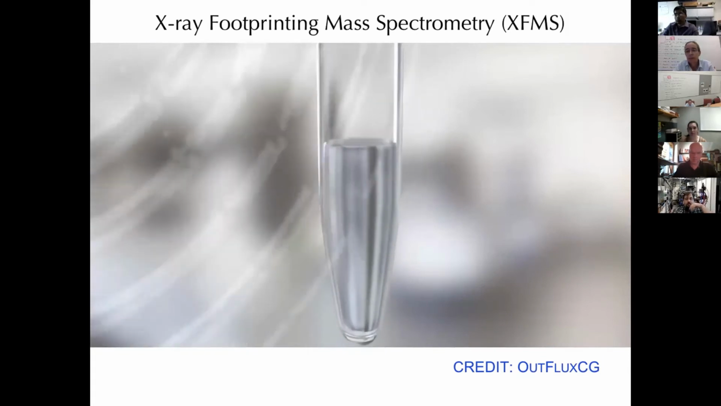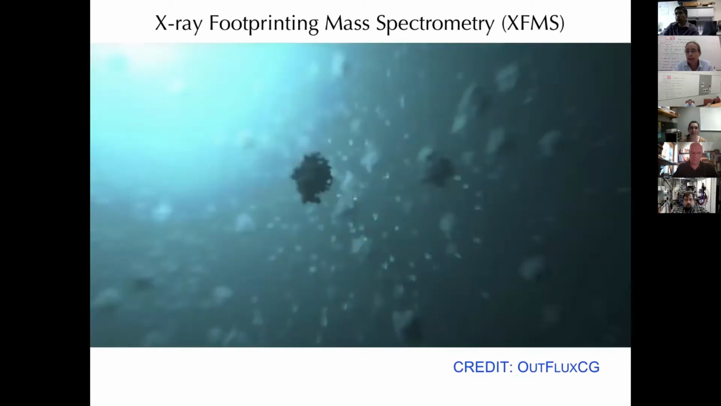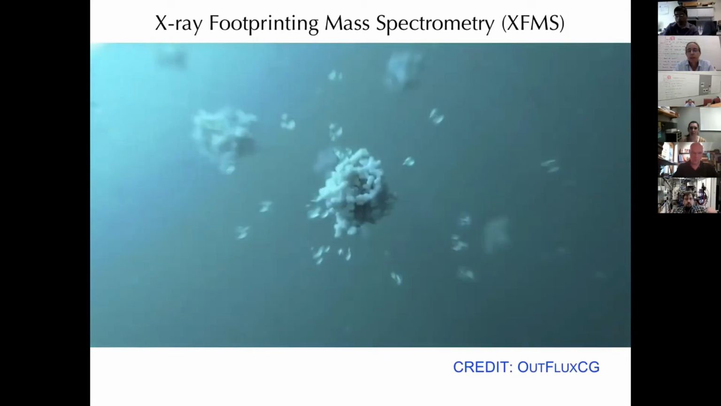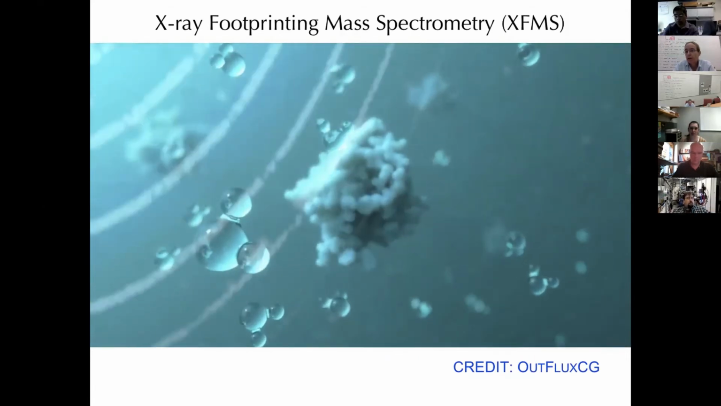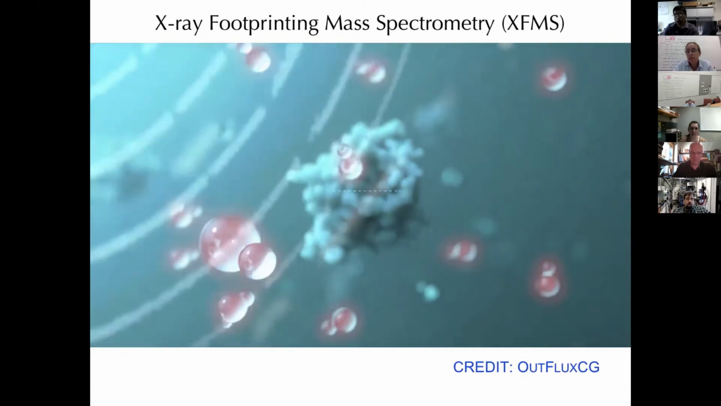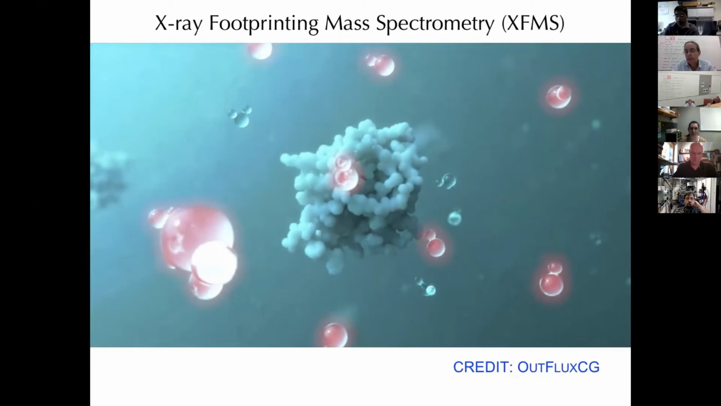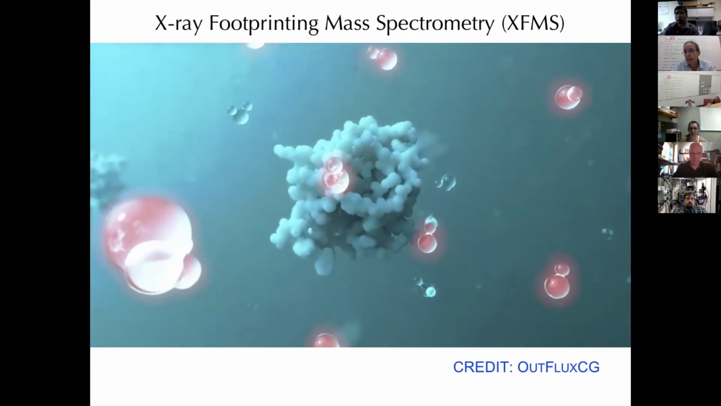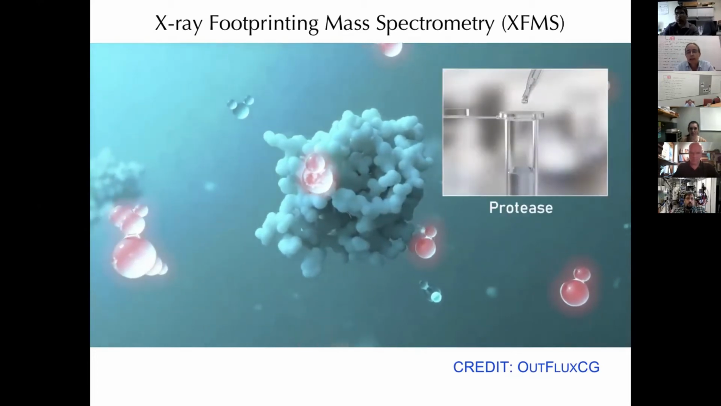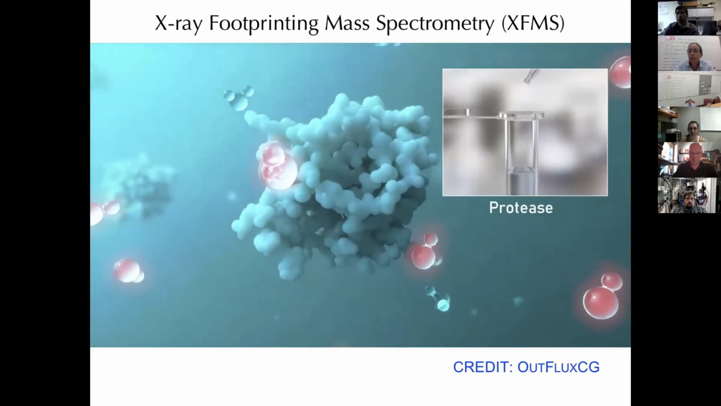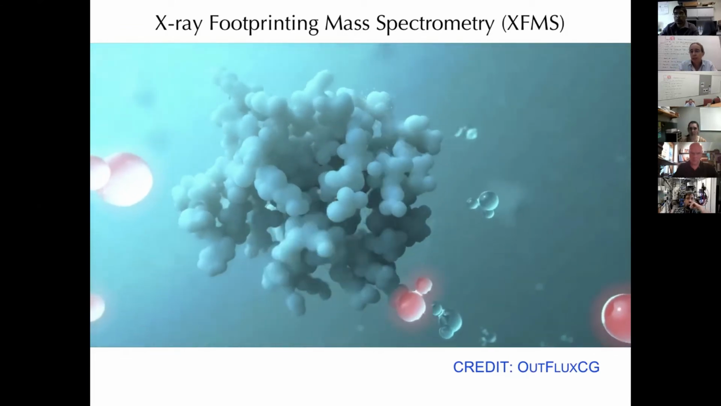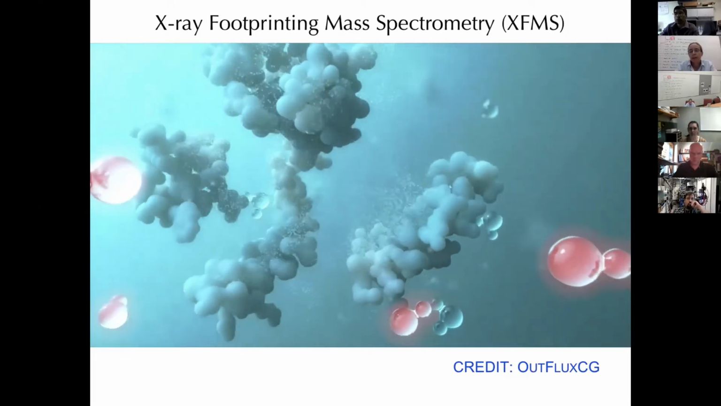So in this method, we use X-rays, we irradiate a solution. The X-rays will interact with water and create hydroxyl radicals. And the radicals will modify the side chains of proteins. And one of the key things in this method is that the hydroxyl radicals modify side chains, but only in the local vicinity where the hydroxyl radical was created.